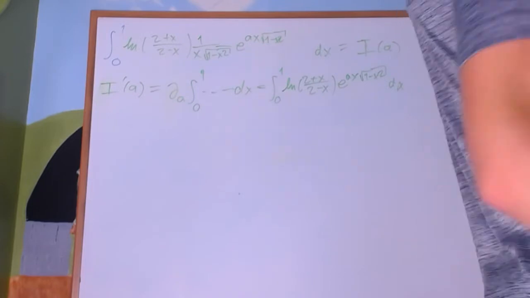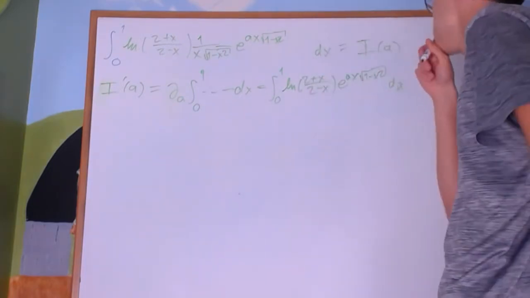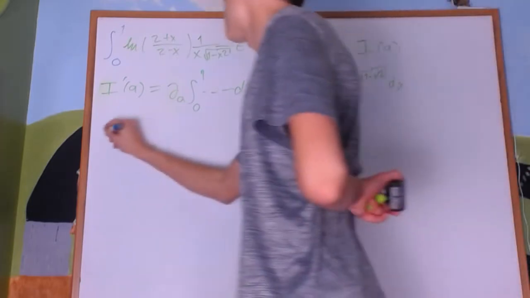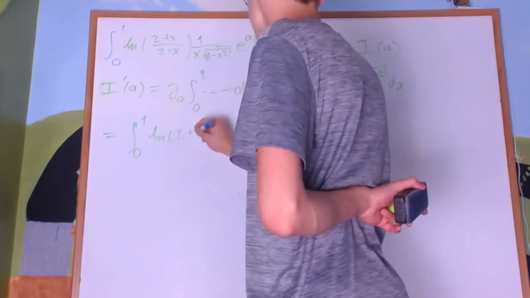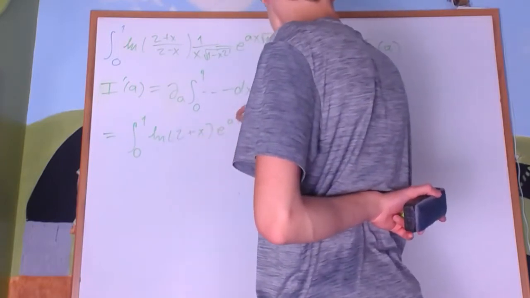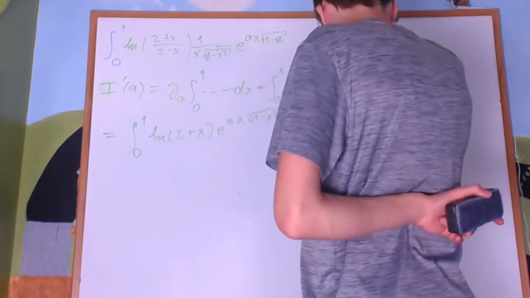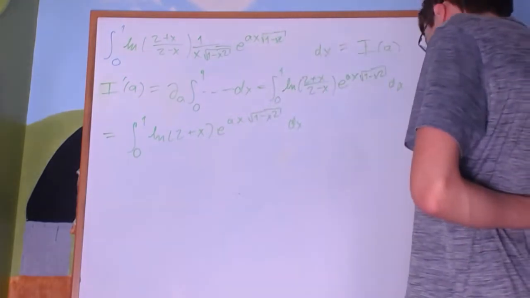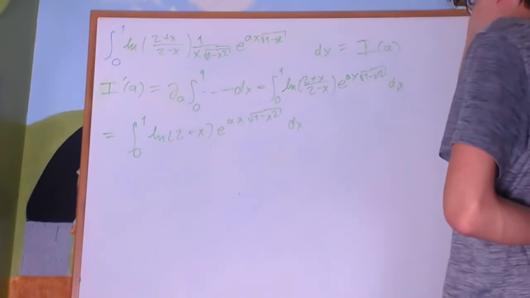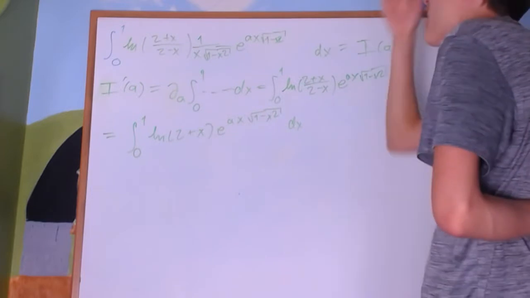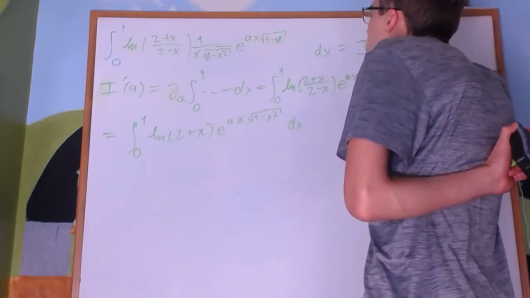Yeah, he just does. But this isn't cyclic. Okay, so I split this up into two different ones, I think, like he did. 2 plus x, e to the ax minus x squared dx. No, it's not gonna turn out good. That's not gonna turn out good. What am I gonna do?